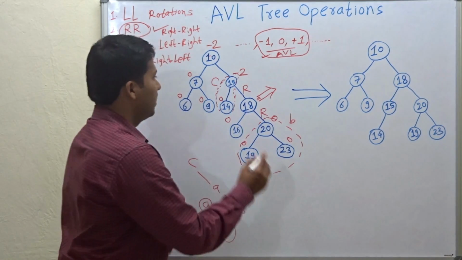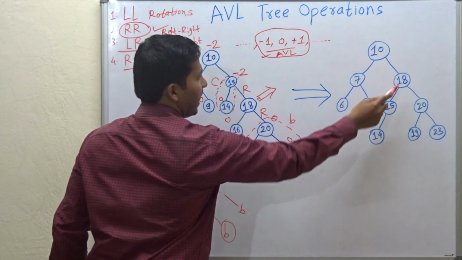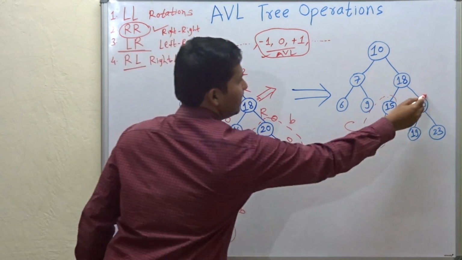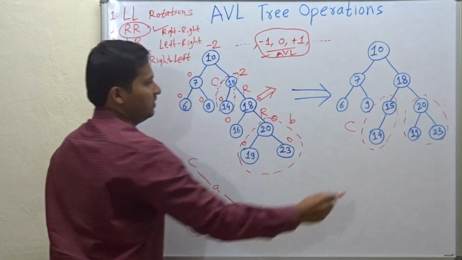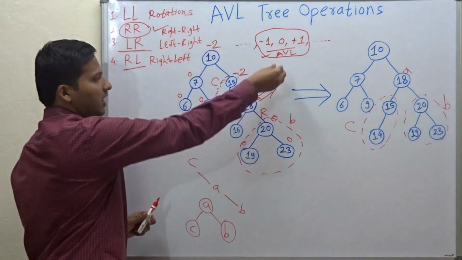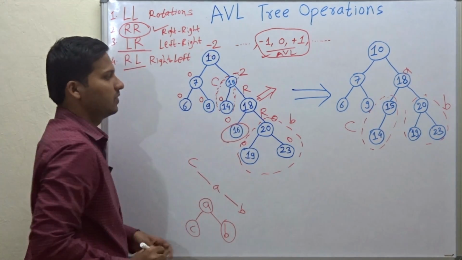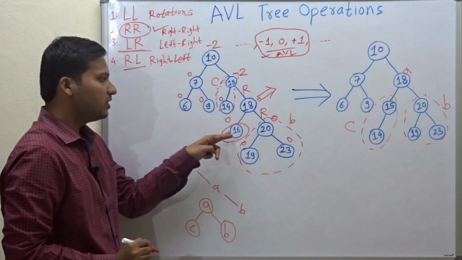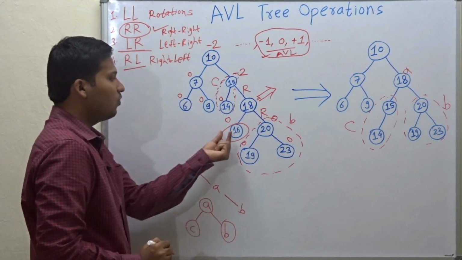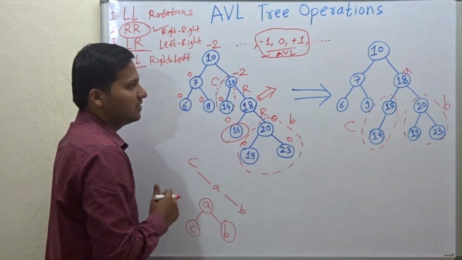See here, we have pulled 18, so 18 has come in the middle, and this is C and this is B. Okay, and this is A. That is simple. Okay, but there is a big question here. What about 16? 16 was the left node of 18, the left child of 18. Now where should we put 16 here? What will happen to 16?